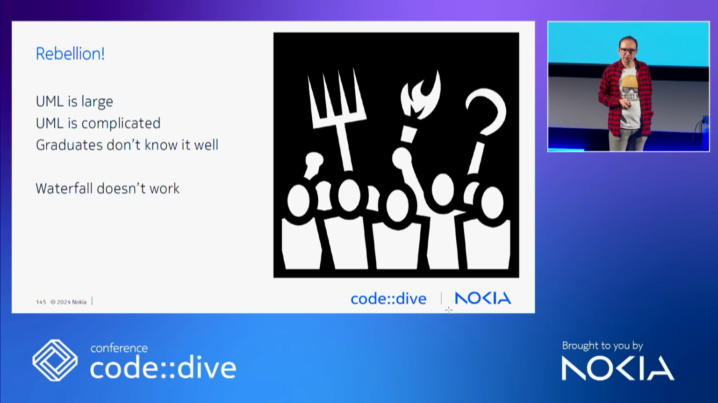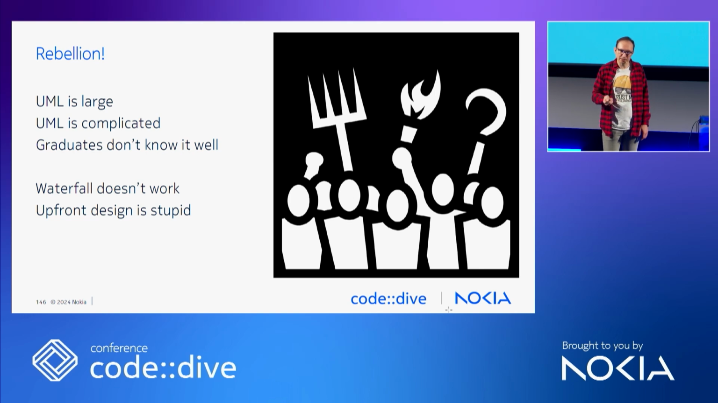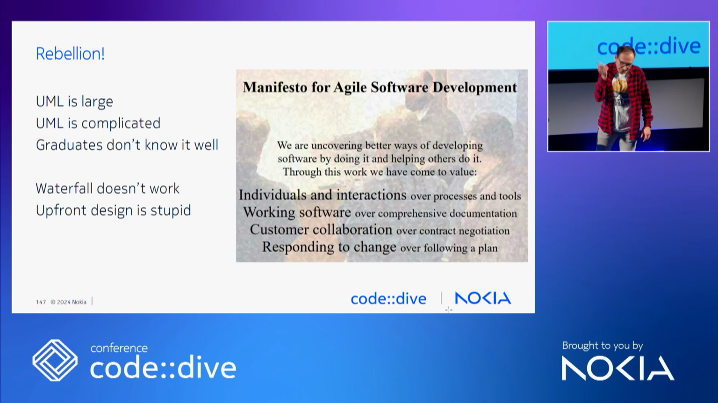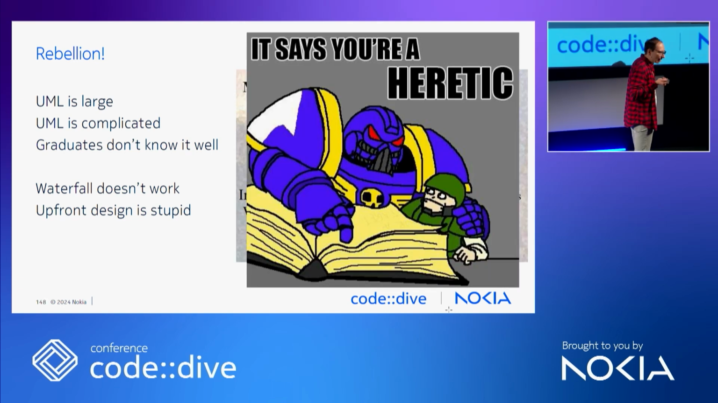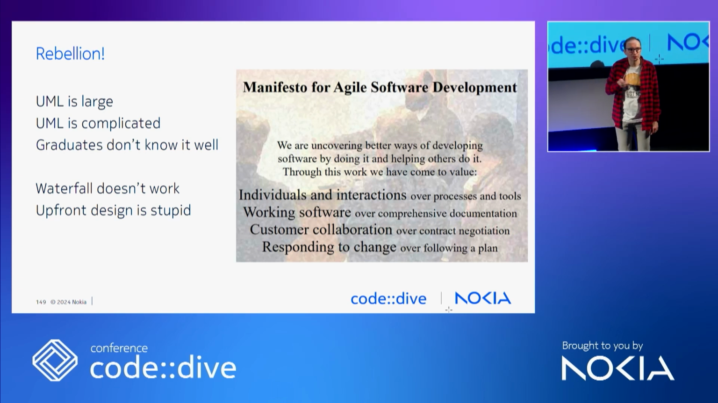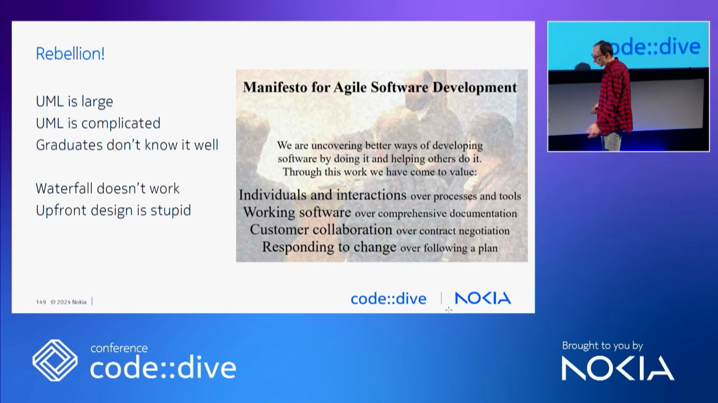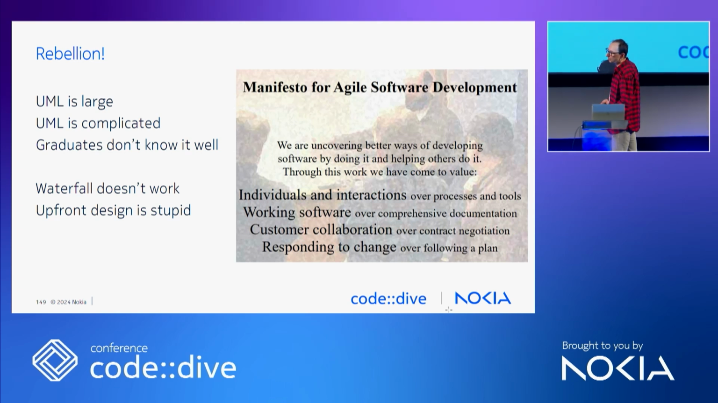People realize that upfront design is stupid. Well, not having upfront design is even more stupid, but still, they started to rebel and they issued this manifesto of agile software development. And there is one particularly heretical thing about it, because it says that we prefer working code over comprehensive documentation. And agile methods started to proliferate, and people started to abandon UML. And just after a few years, since 2004, the popularity of UML goes down steadily.